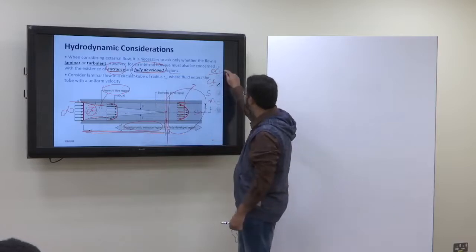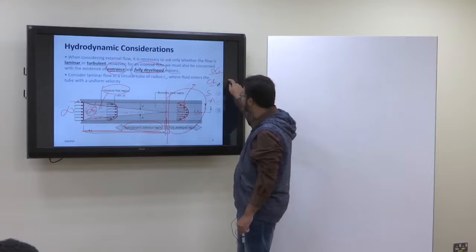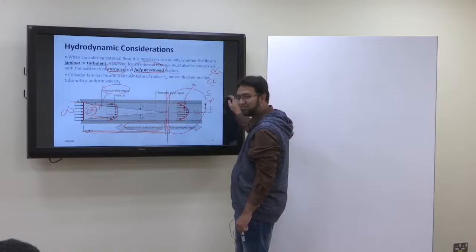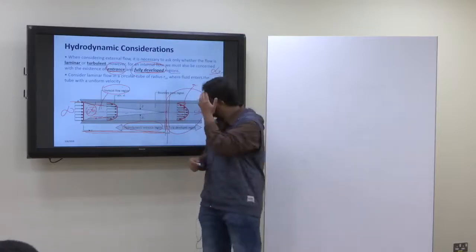The highest one would be the free stream. Then the lower one will be the center line. Then further lower will be the mean. Then the lowest is the surface velocity.